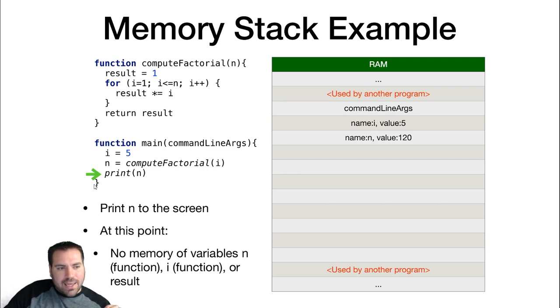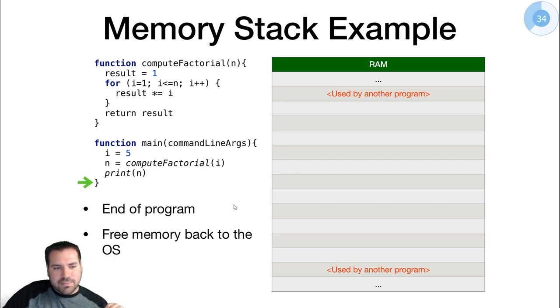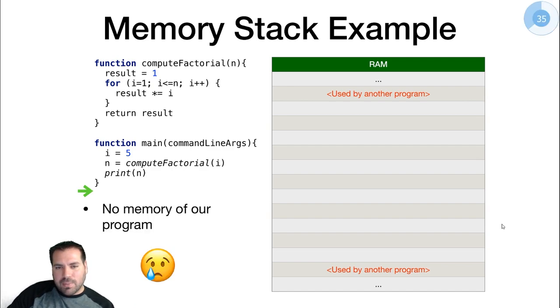And then we hit the end block for our main method, free up all the memory of the stack, give it back to the OS, tell the operating system, hey, we're done with all that memory we asked for, you can have it back. And there's just no memory of our program remaining. It's all gone, nobody remembers that it ever existed, until we run that program again.